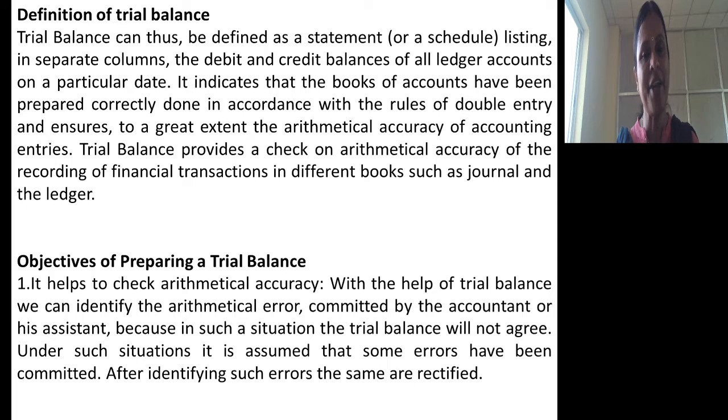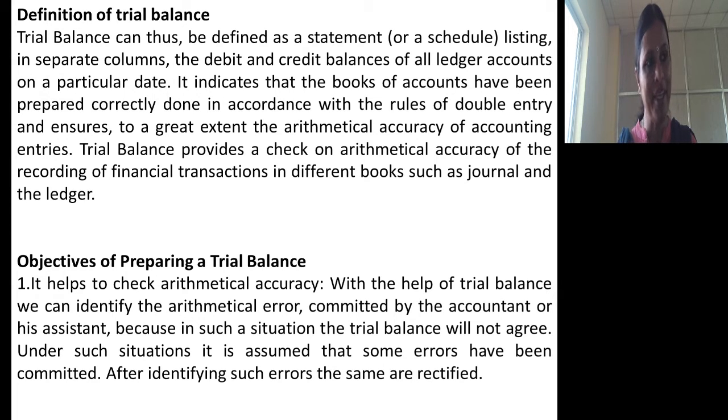So that statement which lists out the debit and credit balances of all ledger accounts on a particular date is nothing but a trial balance. It indicates that books of accounts have been prepared correctly, in accordance with the rules of the double entry system, and ensures to a greater extent the arithmetical accuracy of accounting entries. So, a trial balance provides a check on arithmetical accuracy of recording financial transactions in different books such as journal and ledger.